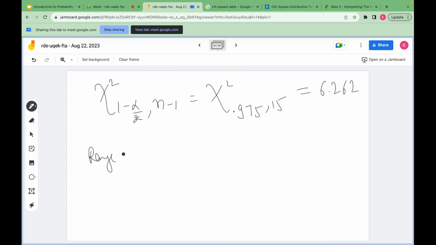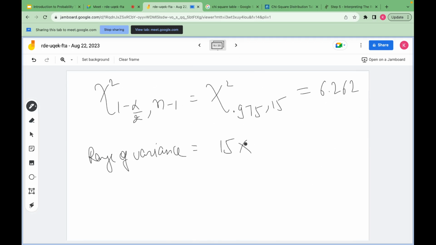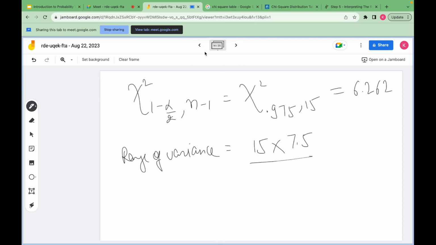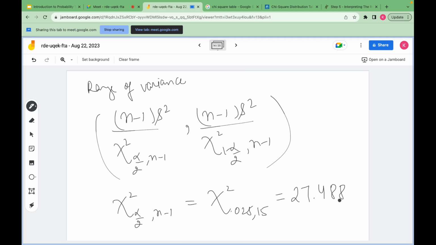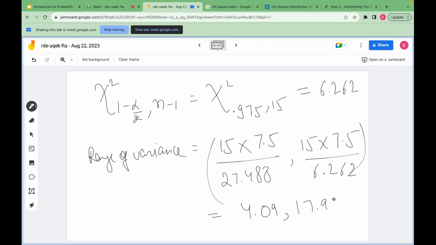So the range of variance will be 15 into s square, where s square is 7.5, divided by 27.488, because this value is 27.488, and 15 into 7.5 divided by 6.262. So this will come out to be 4.09 to 17.97. Okay.